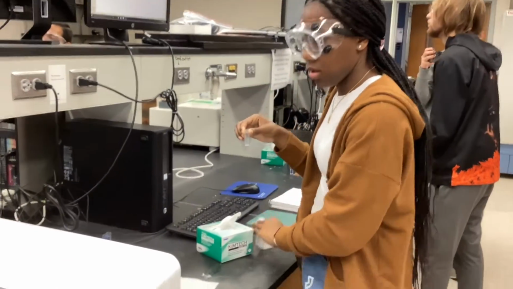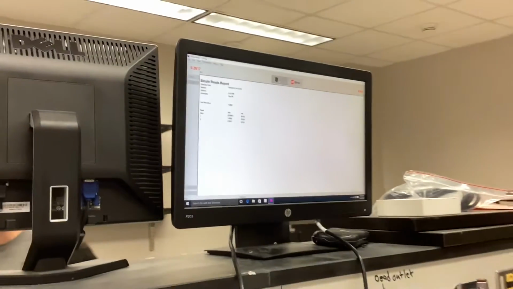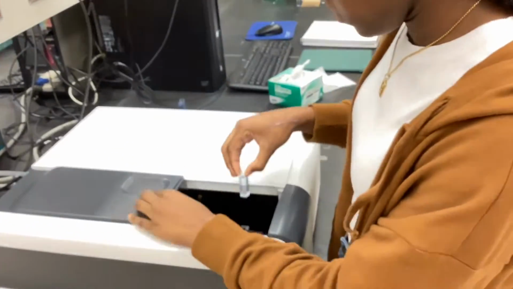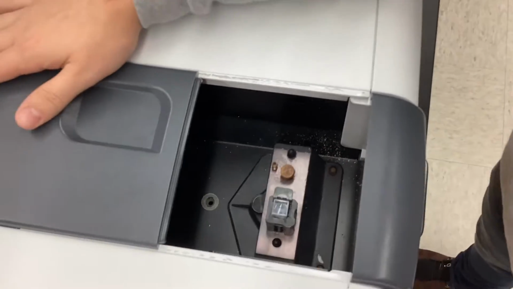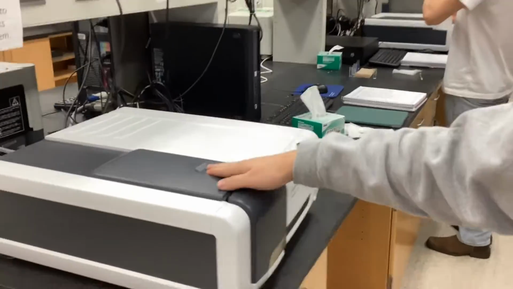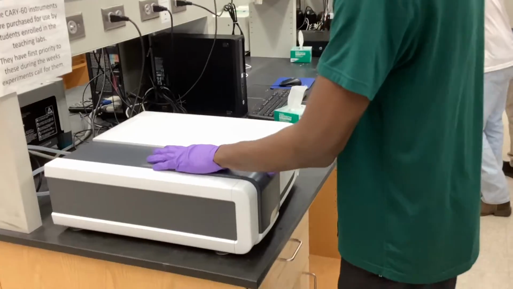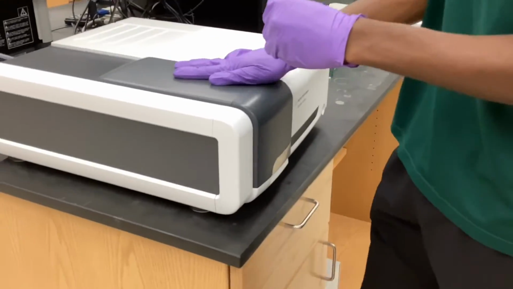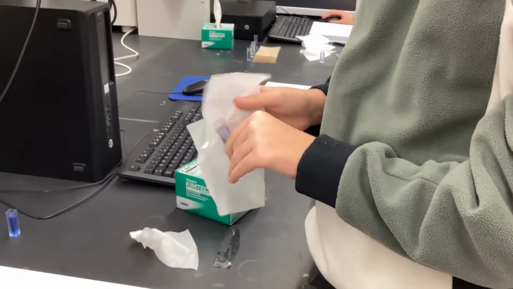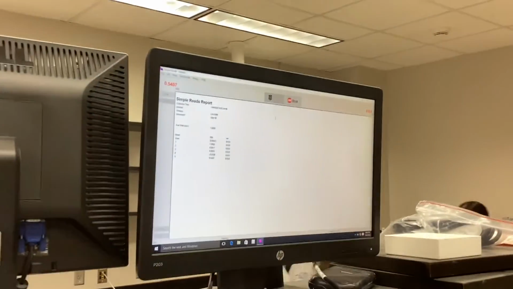Now we are doing dilution 2. These are our values. Dilution 3. And here are our values. This is our first unknown. And these are the values. Lastly, we do unknown solution number 2. And these are our values.